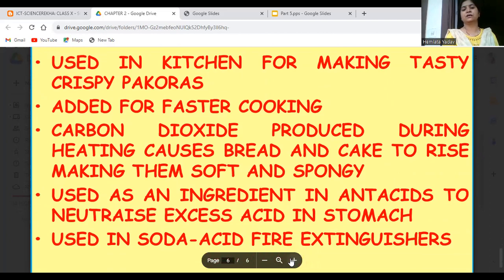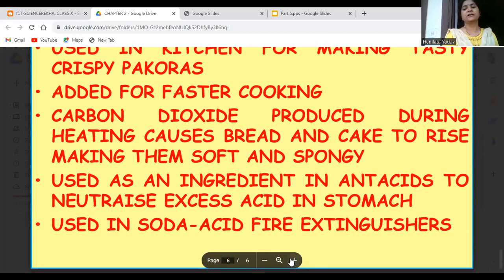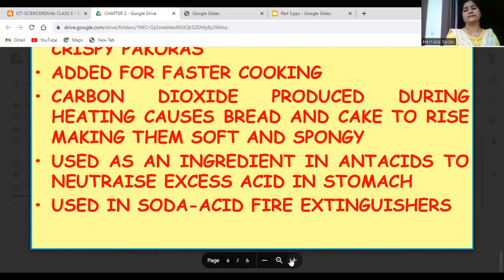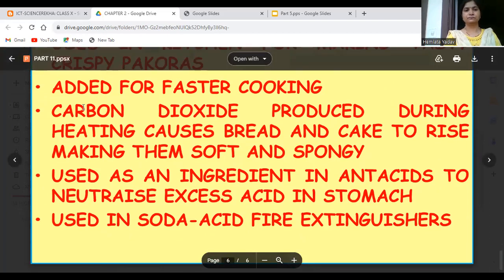Carbon dioxide produced during heating causes bread and cake to rise, making them soft and spongy. Used as an ingredient in antacids to neutralize excess acid in the stomach.